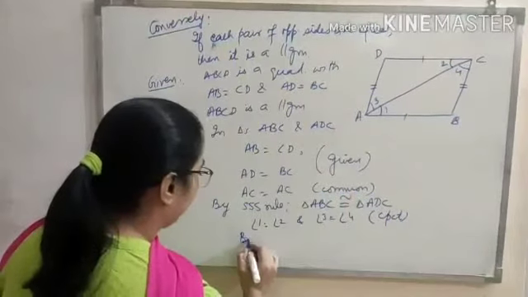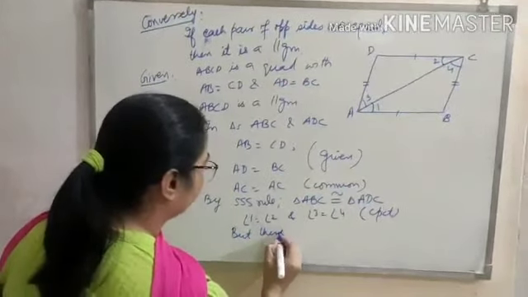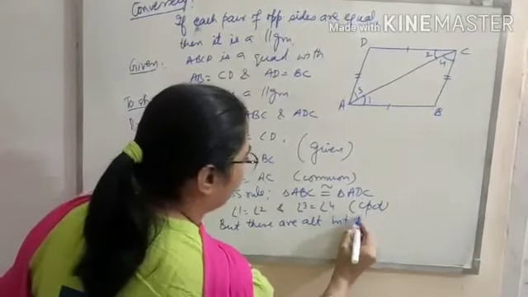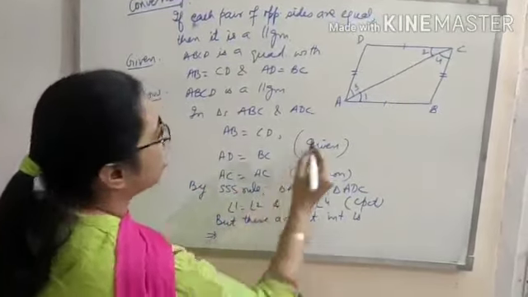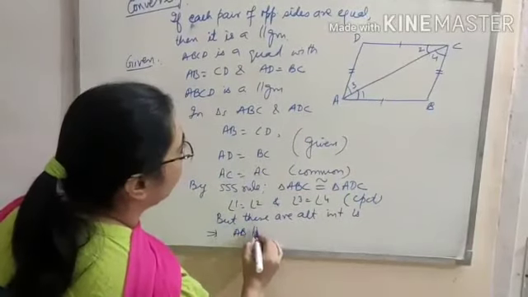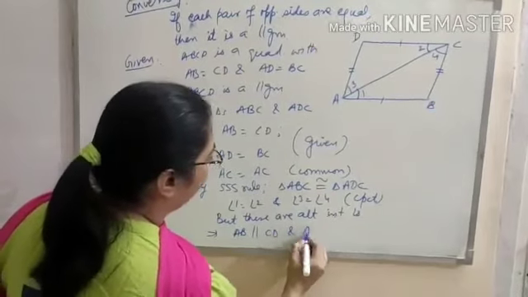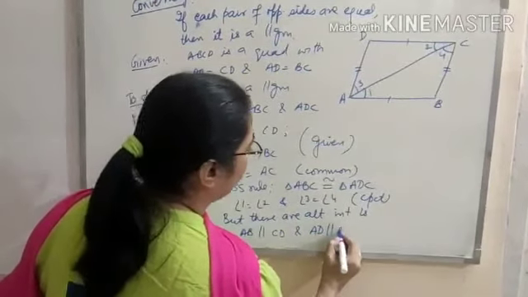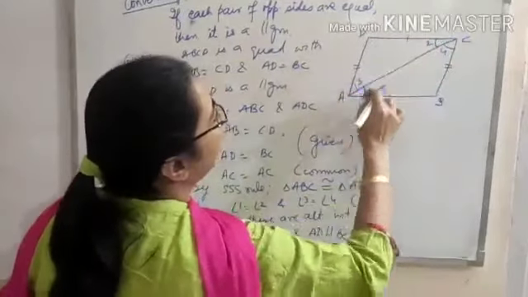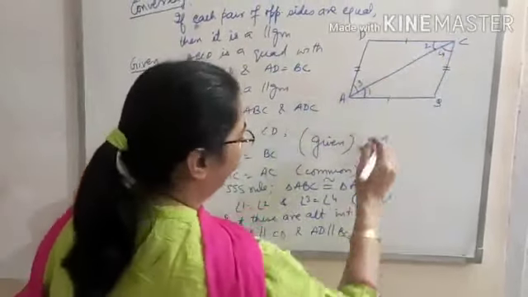These are the corresponding parts of congruent triangles. But these are alternate angles, as you can see, alternate interior angles. When these alternate angles are equal, it means AB is parallel to CD and AD is parallel to BC.